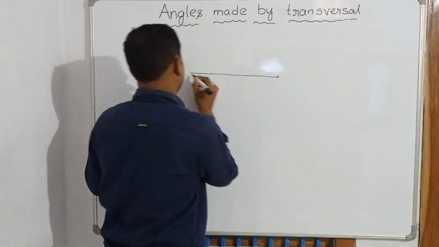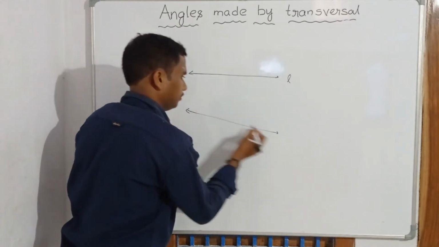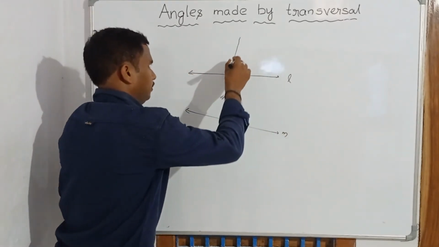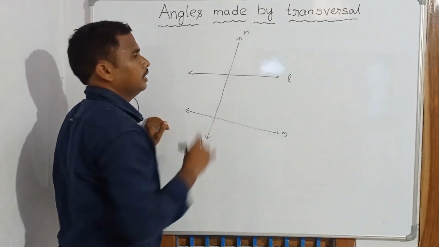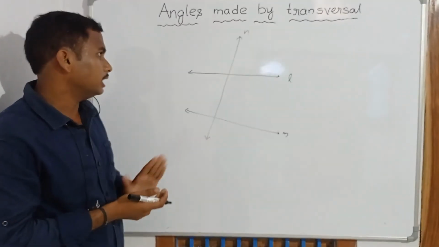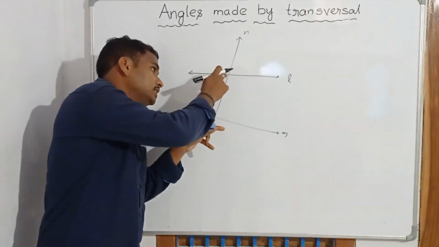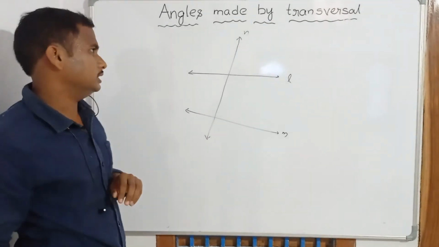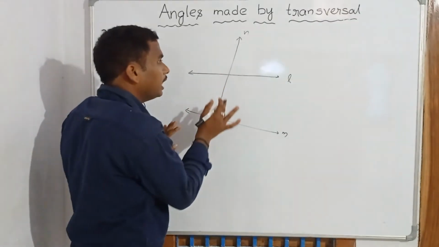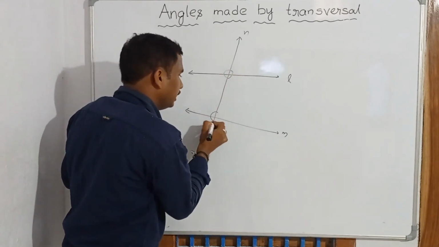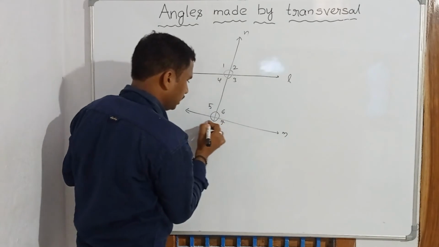This is one line L, this is one line M, and this is called N. N is a transversal because this line is intersecting L and M at distinct points. That means different points. How many angles are formed in total? 8 angles are formed: 1, 2, 3, 4, 5, 6, 7, 8.